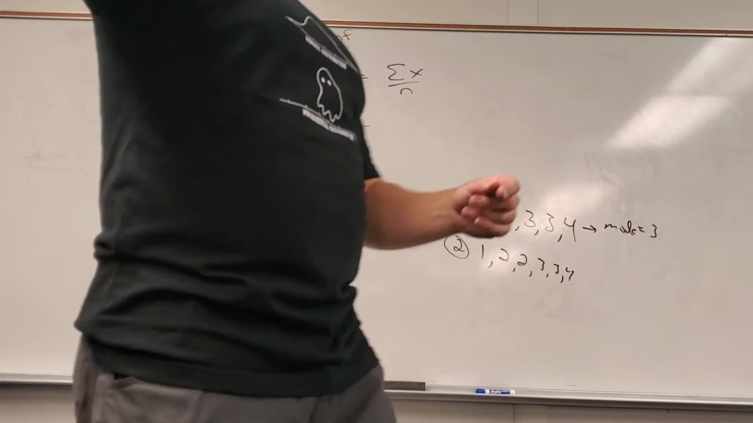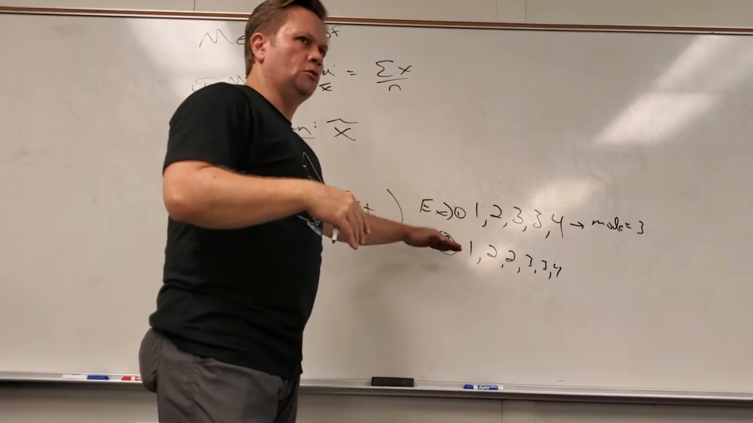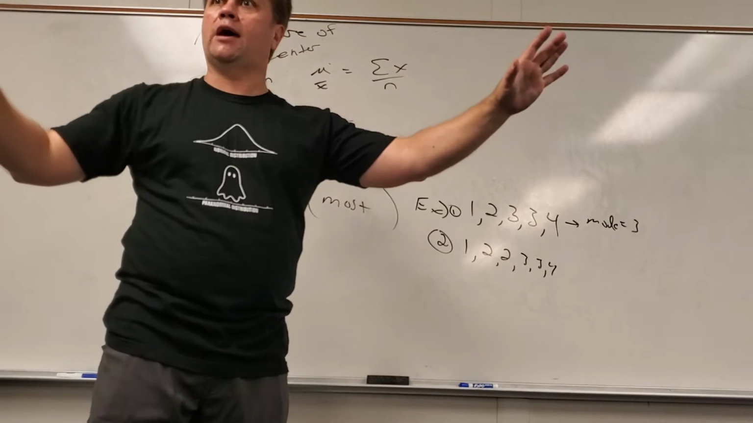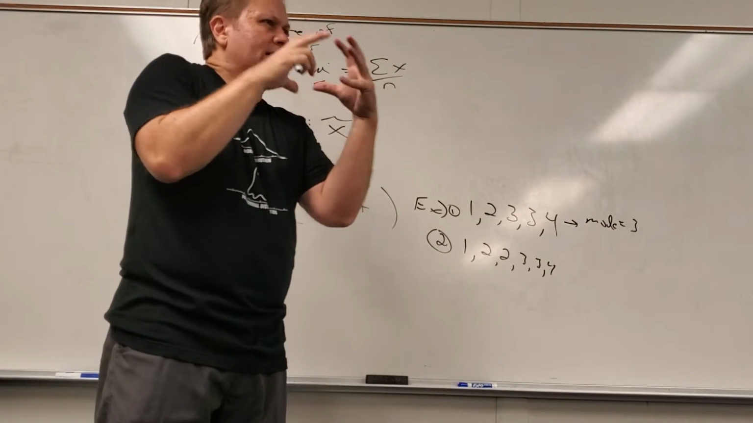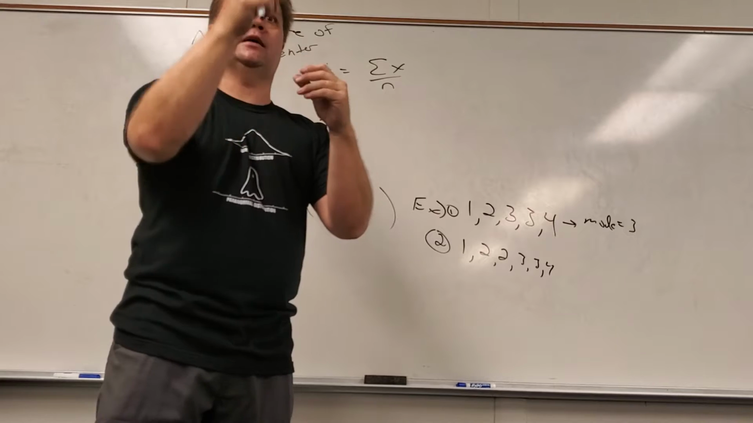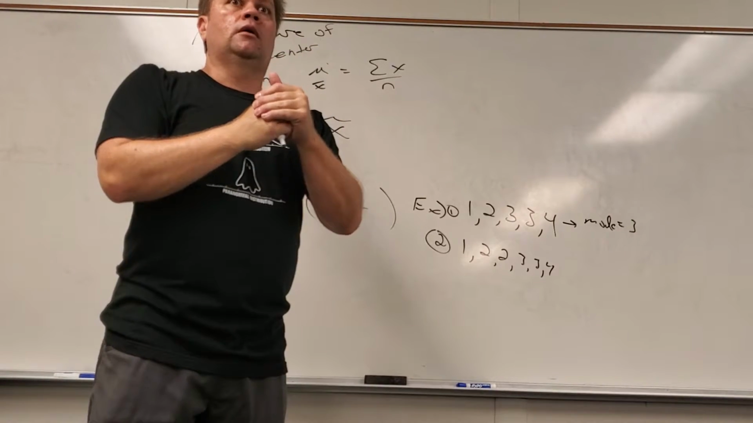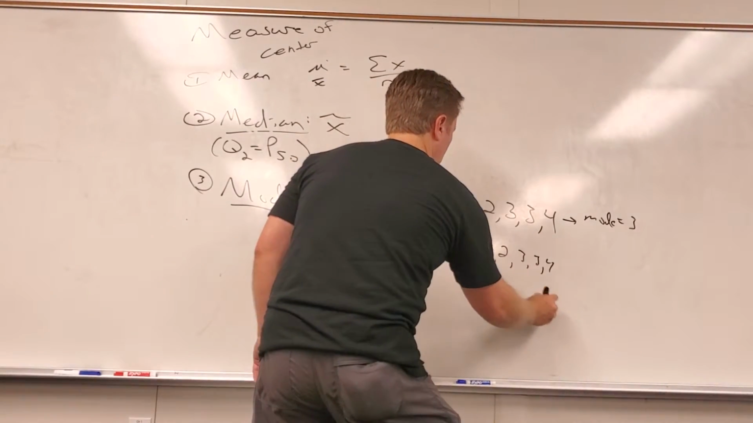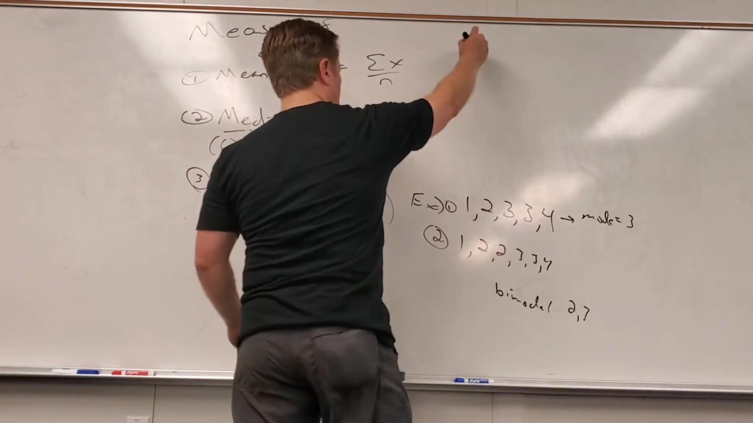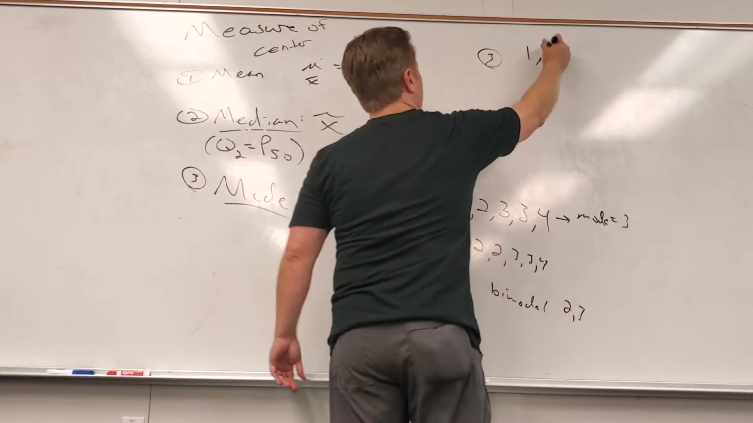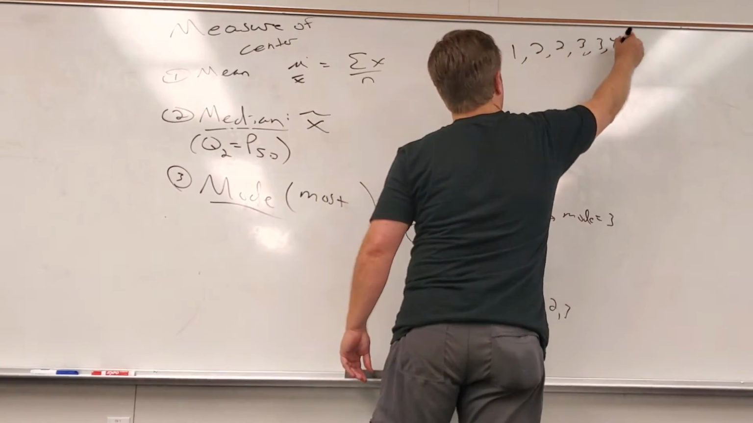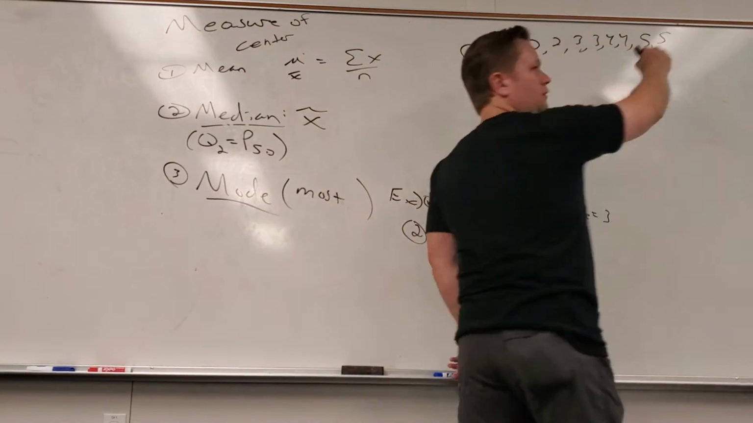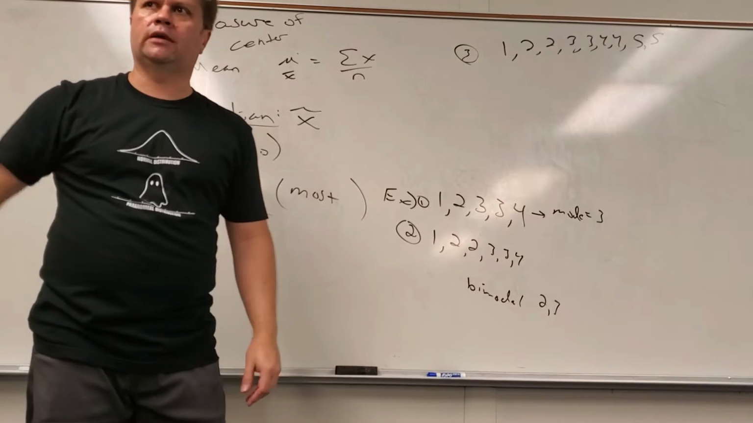So this one could have 1 mode, 2 modes, 3 modes, or it doesn't seem to be clustering anywhere if there's more than that. It's trying to get a feel for where the data seems to be clustering the most. So this has a mode. This is bimodal, 2 and 3. Let's say I had another one that looked like 1, 2, 2, 3, 3, 4, 4. That would be trimodal. What would this be? No mode.